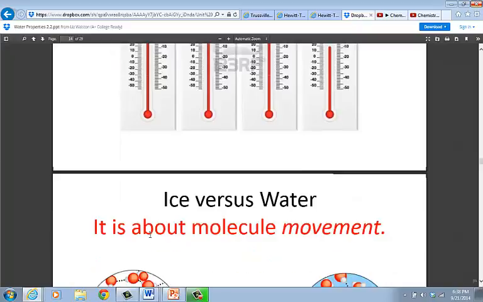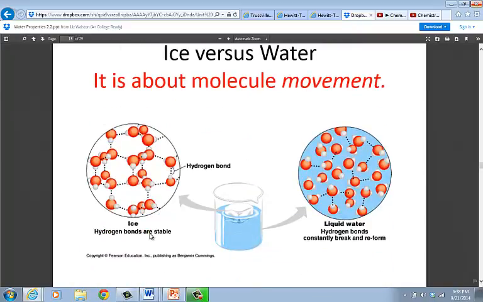Here's just showing the ionic compound, the structure of salt. It forms this crystalline structure and how they all interlink together.